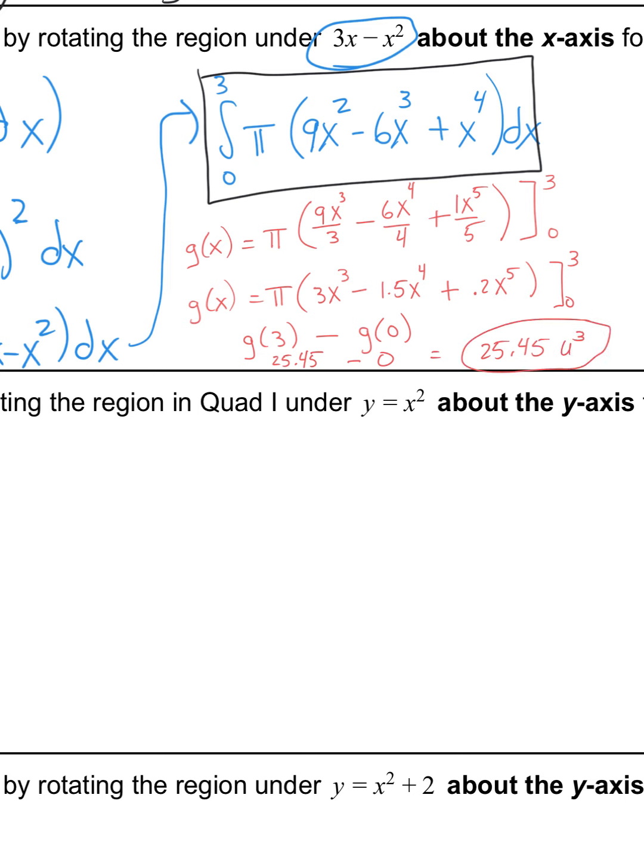Now, a couple of things. Make sure that you put parentheses around that antiderivative because that pi has to be distributed. All right? To check your work, you can take the original definite integral and check with your calculator using Math 9.